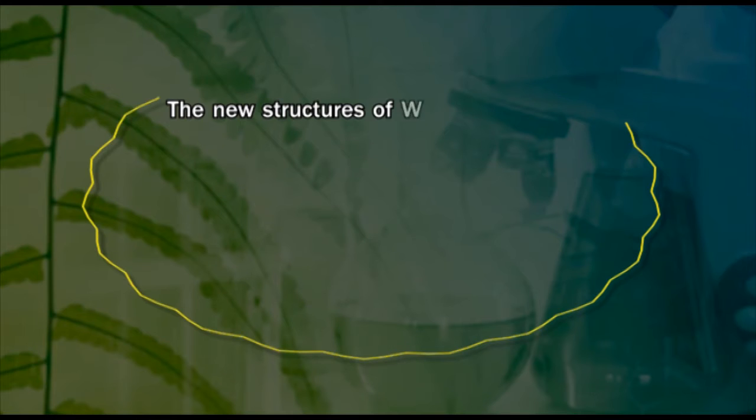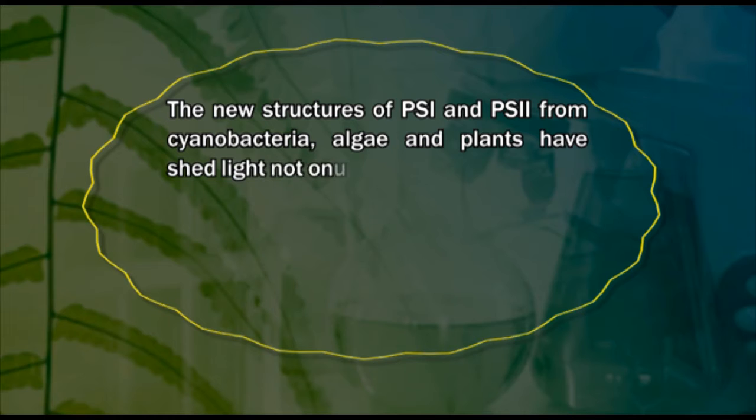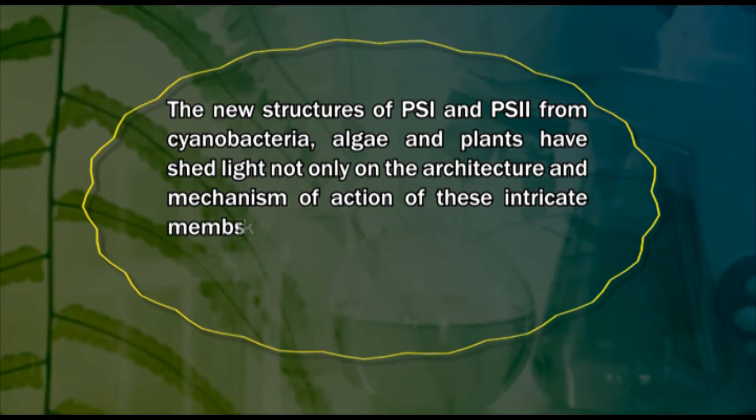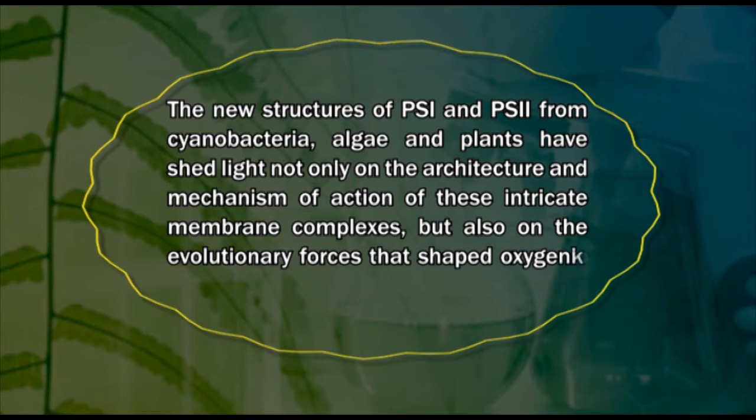During the last century, the sophisticated techniques of spectroscopy, molecular genetics, and biochemistry were used to reveal the structure and function of the two photosystems. The new structures of photosystem 1 and photosystem 2 from cyanobacteria, algae, and plants have shed light not only on the architecture and mechanism of action of these intricate membrane complexes, but also on the evolutionary forces that shaped oxygenic photosynthesis.